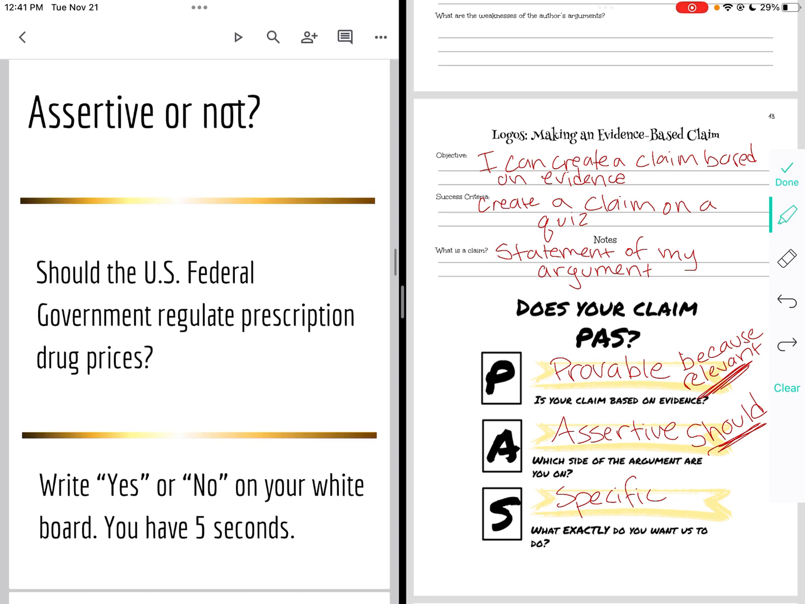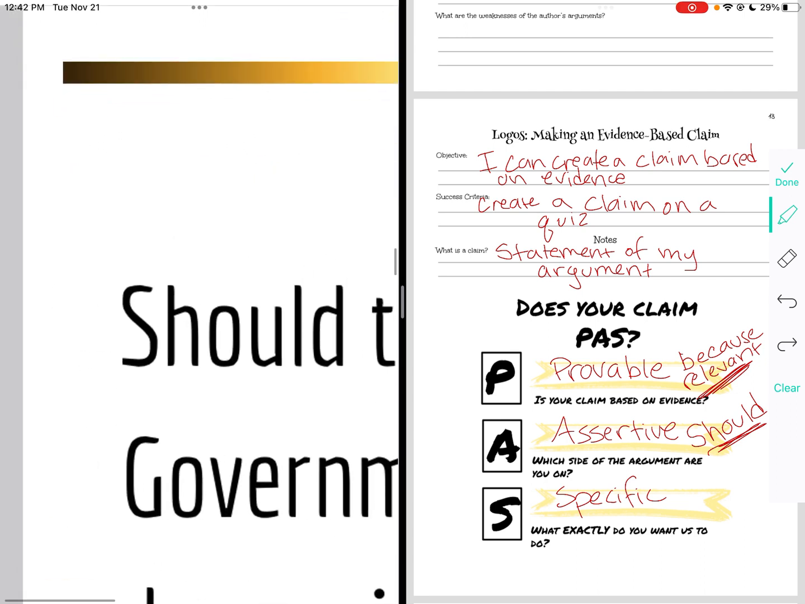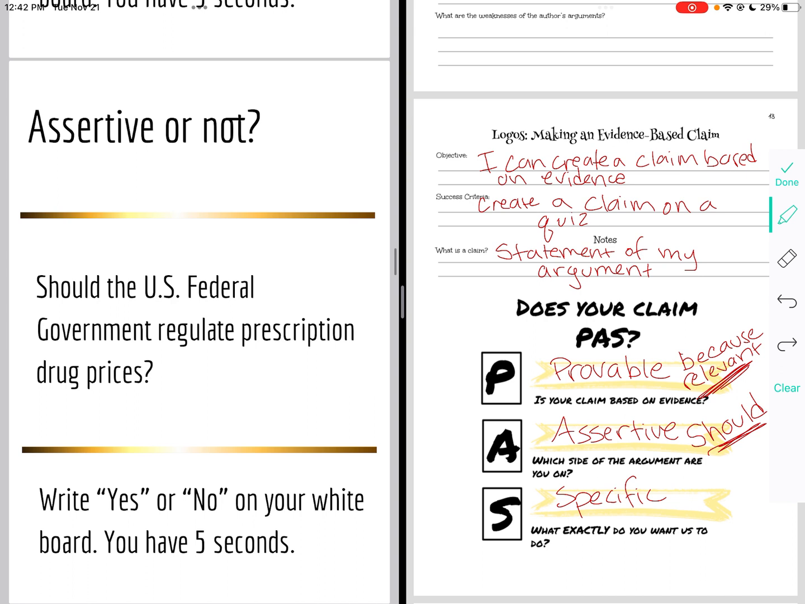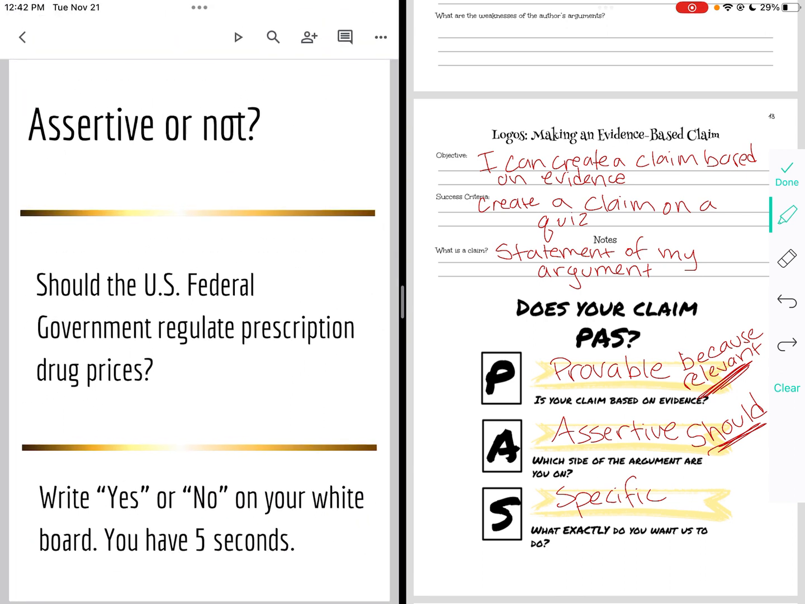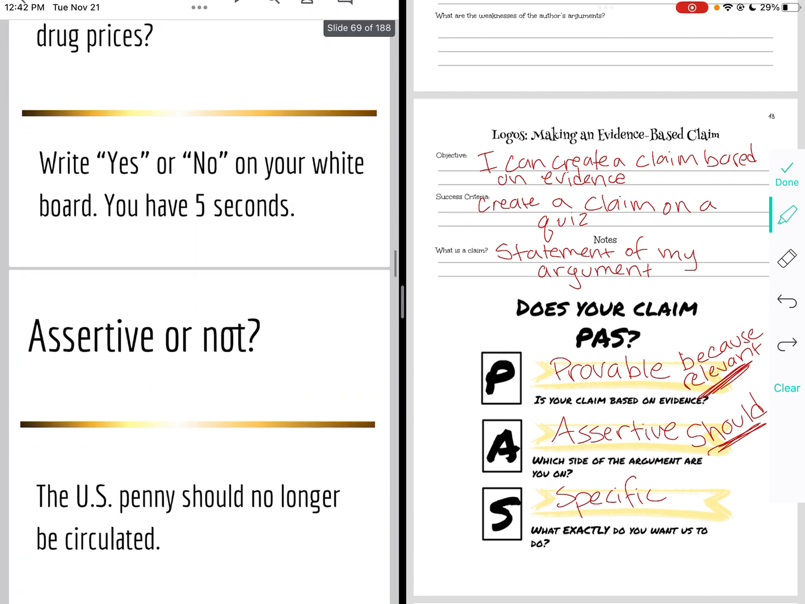Here, assertive or not, should the U.S. federal government regulate prescription drug prices? Is this assertive? 5, 4, 3, 2, 1. If you said it is because there's a "should," see, right there? I would like to point out this right here, a question mark. If I ask someone something, I'm not being assertive. I'm not telling them the answer. I am asking them a question. If I go to a donut shop and say, "Should I get donuts today?" That's not me telling them what I want. That's me asking them what I want. You need to tell people what you want, not ask a question.